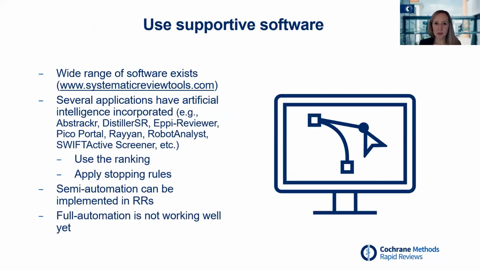We highly recommend that you use supportive software as you would use for systematic reviews, probably. There is a collection of software tools. You find it under systematicreviewtools.com. And there are several applications that have artificial intelligence incorporated. For example, Abstrackr, Distiller, EPPI-Reviewer, PICO Portal, Rayyan, RobotAnalyst, Swift Active Screener, and many more.